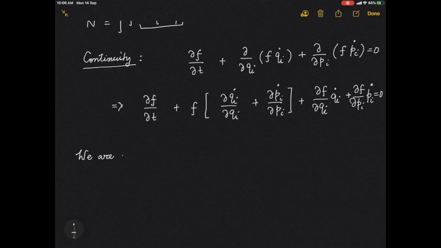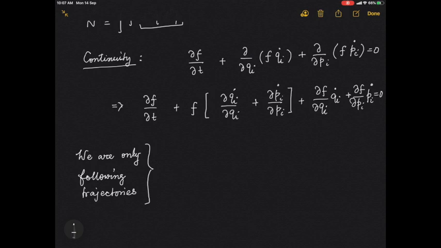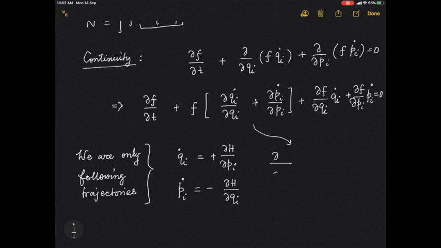Now we say that we are only following a trajectory or following trajectories. What do I mean by that? I mean that when I say that f is changing along a trajectory, or along this set of trajectories if you wish. So if I do that, then I know the Hamilton's equations, and pi dot is minus del h del qi.